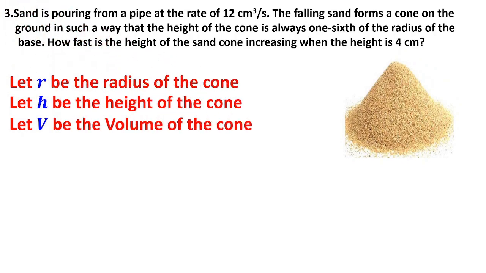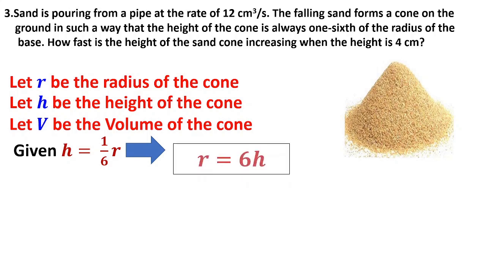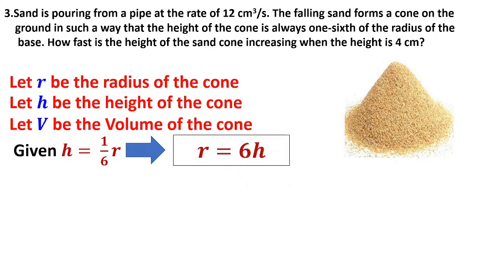If sand is pouring, it is forming a cone. I call r the radius, h the height, and V the volume. What is given in the question? It is given that the height of the cone is always 1/6 of the radius. Therefore height is 1/6 r, so r is equal to 6h.